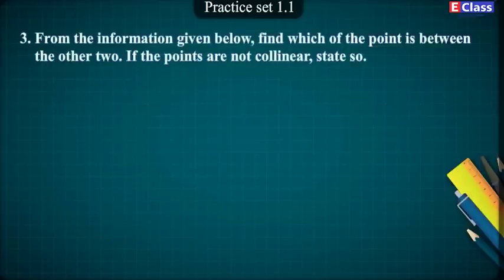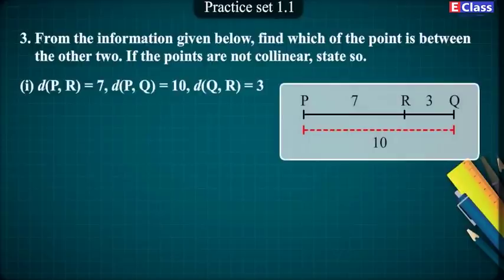3. From the information given below, find which of the points is between the other two. If the points are not collinear, state so. 1. Distance of PR is equal to 7. Distance of PQ is equal to 10. Distance of QR is equal to 3.